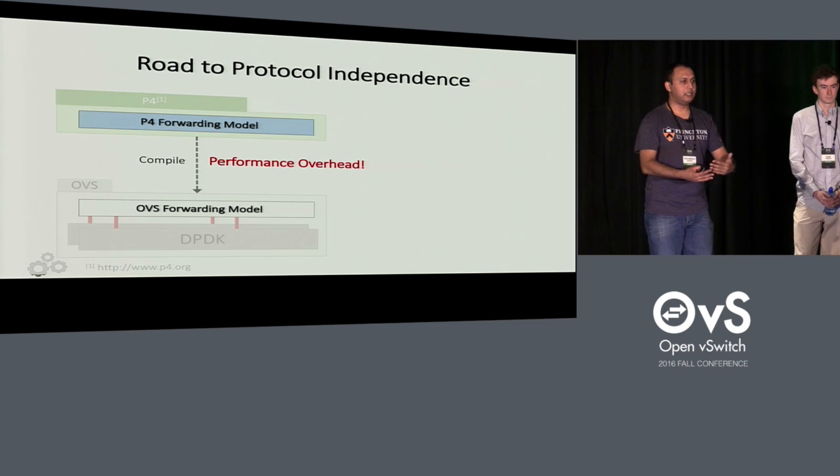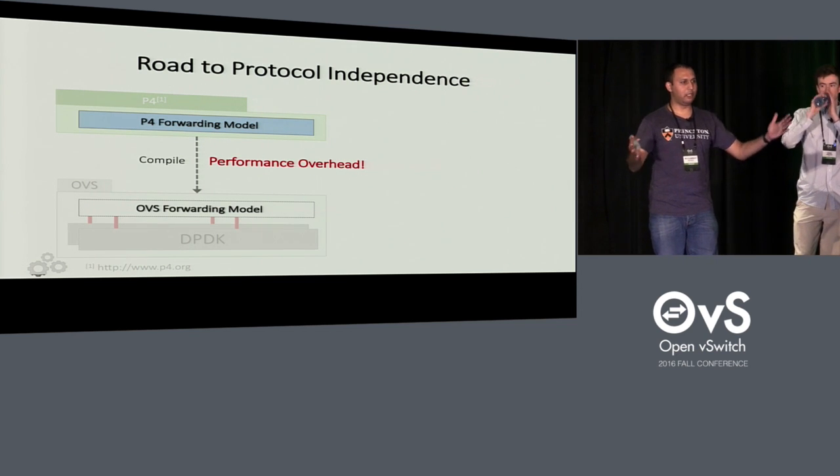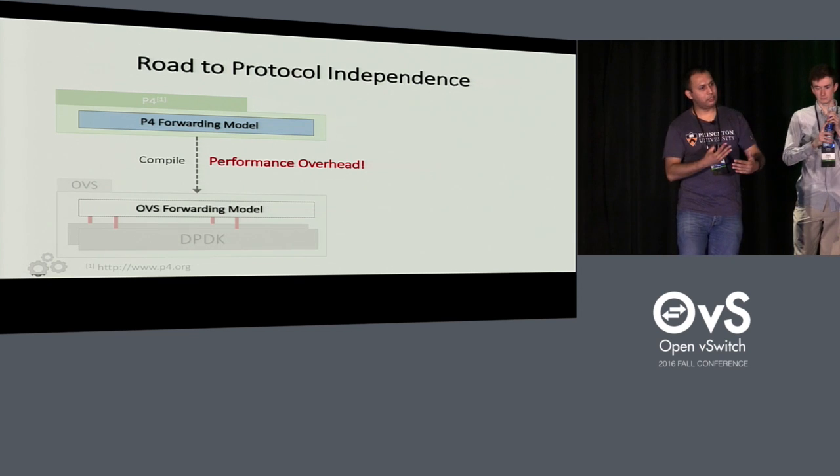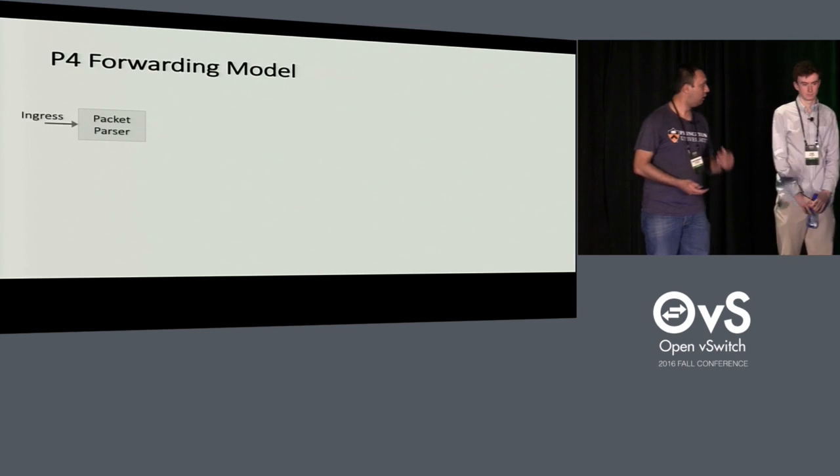Once you're doing the compilation, there is some inherent performance overhead because these two are different models, and you're bridging the gap between the two. So there are certain redundancies, and we implemented some optimizations to remove those redundancies.